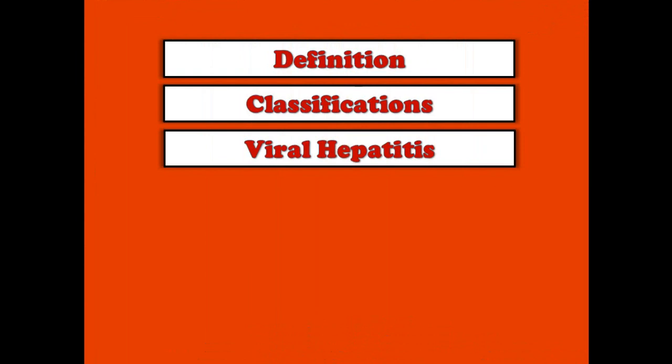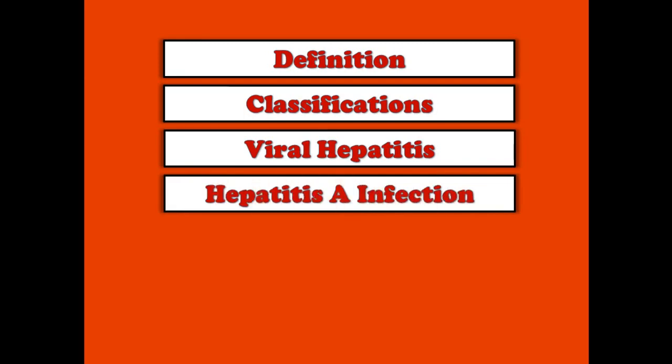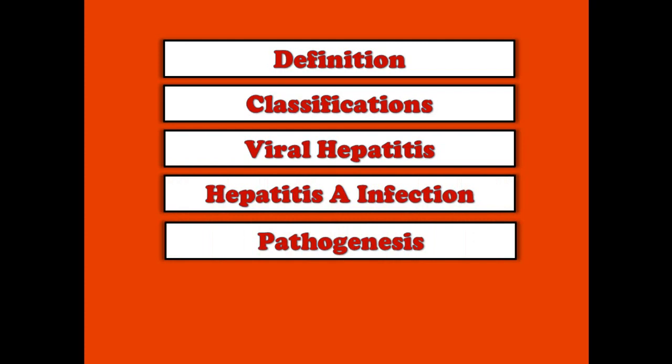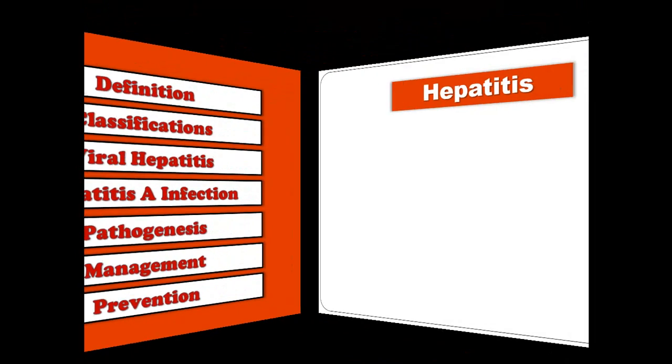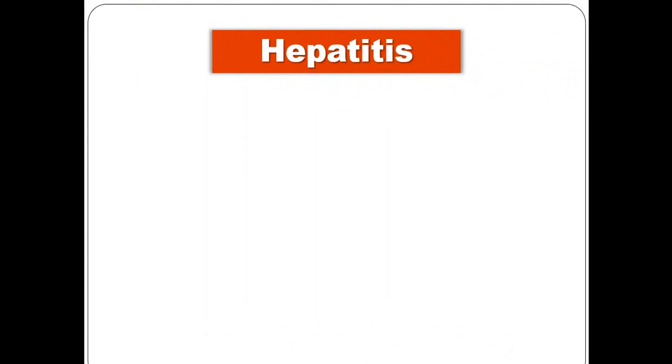Firstly, the definition of hepatitis should be done and the classification should be followed. Viral hepatitis is an important subject to focus on, and for the rest of the lecture we will talk about hepatitis A infection regarding its pathogenesis, diagnosis and management, and prevention and control. Firstly, we have to define hepatitis.